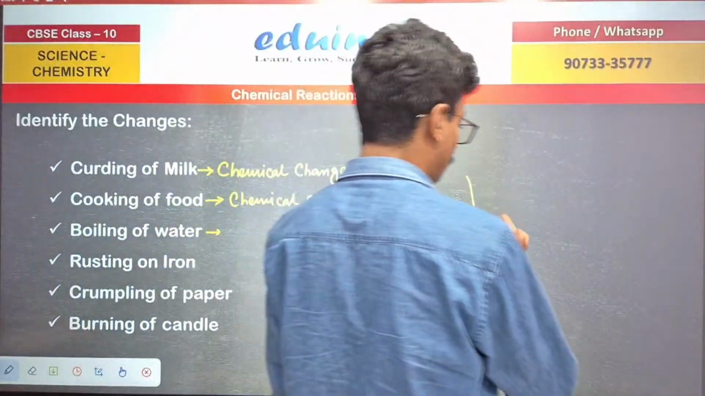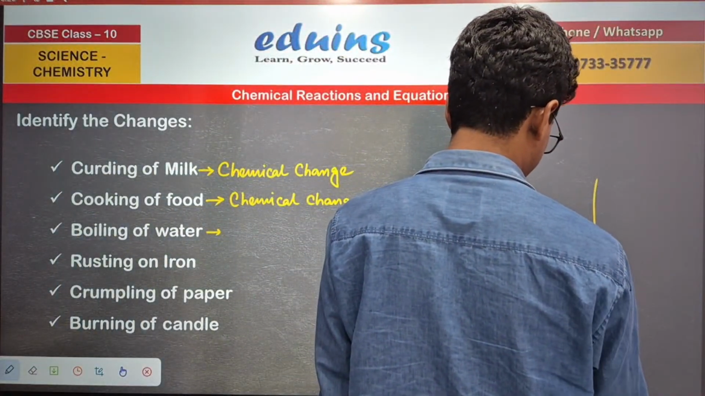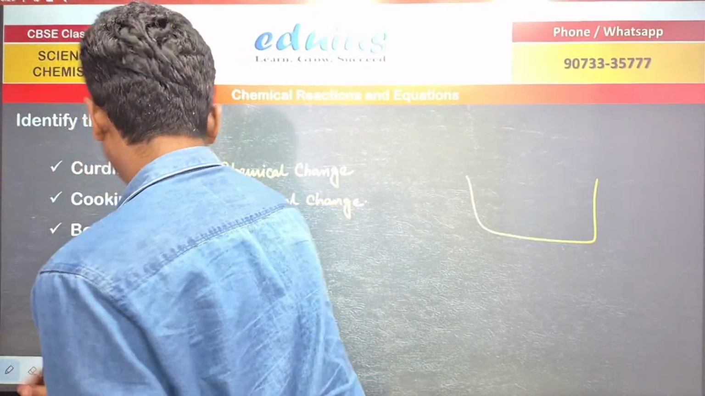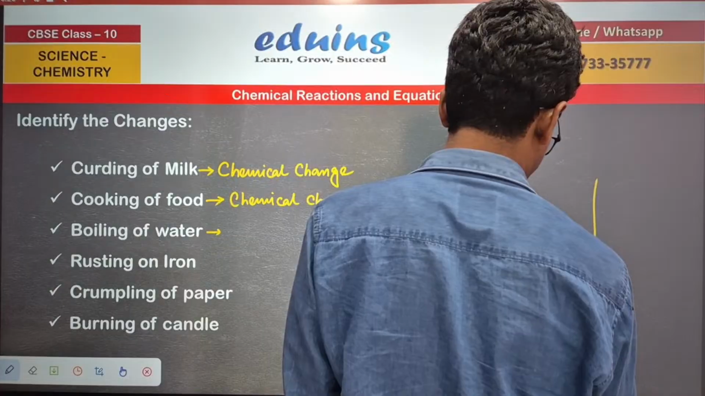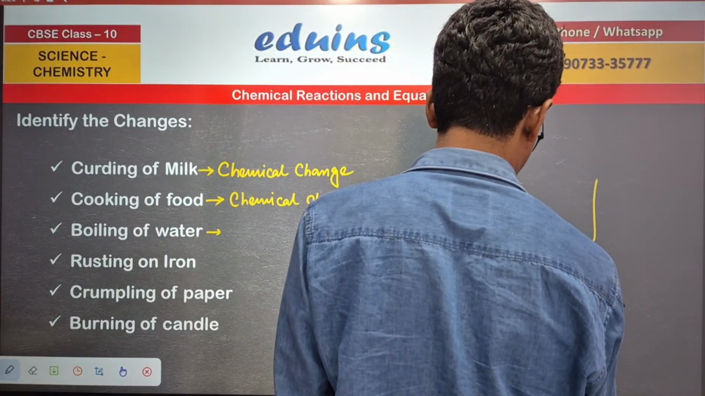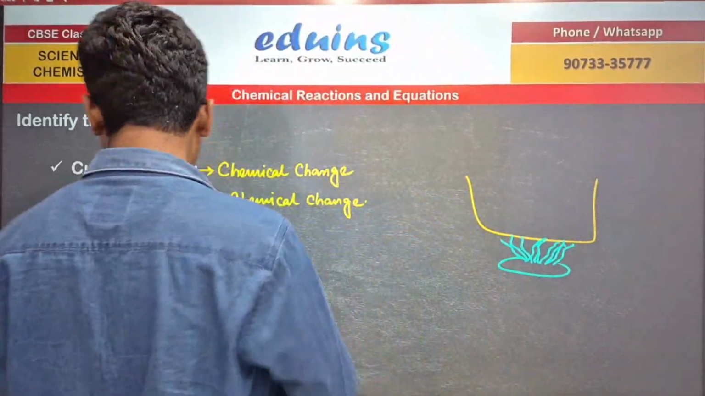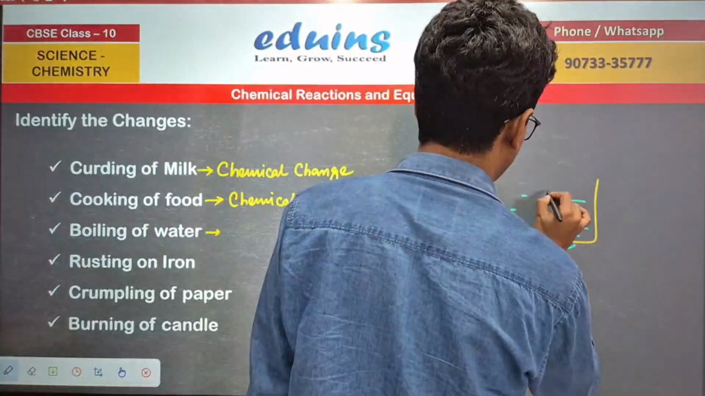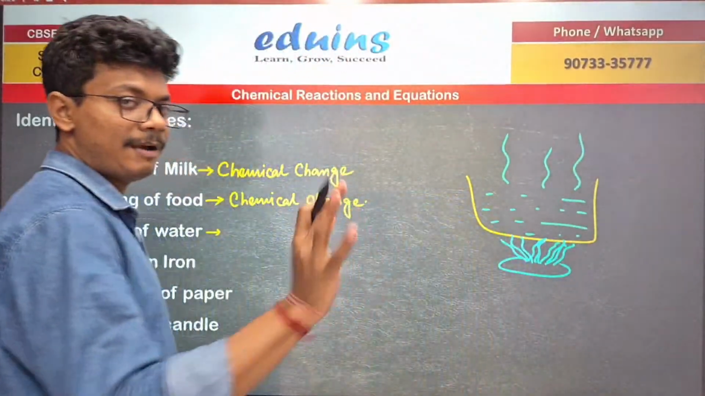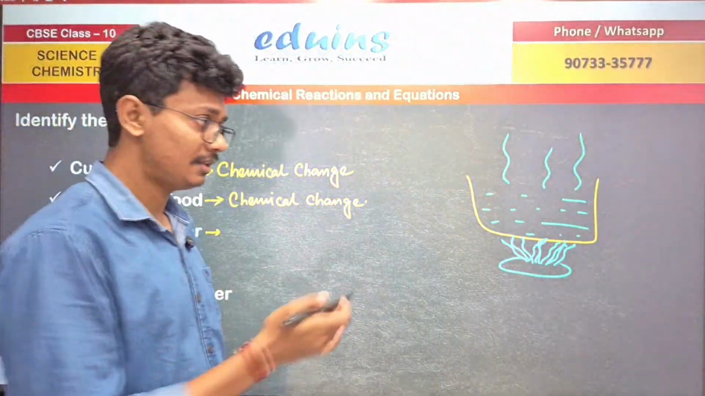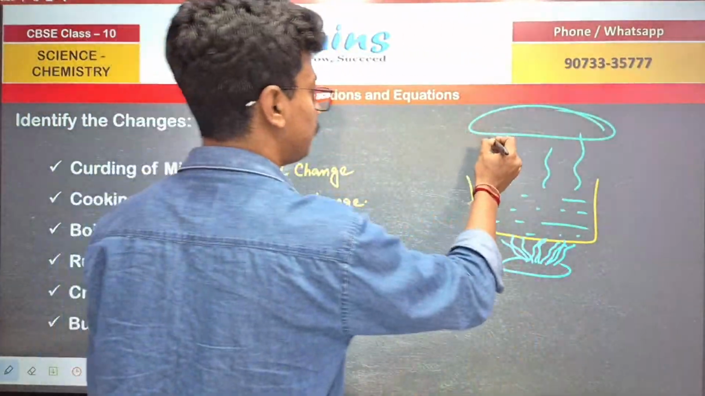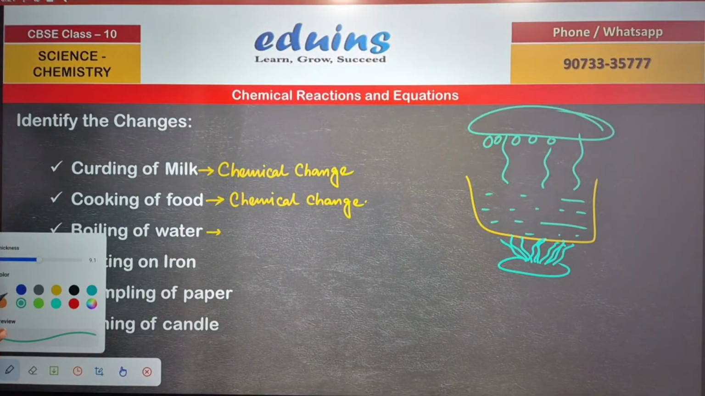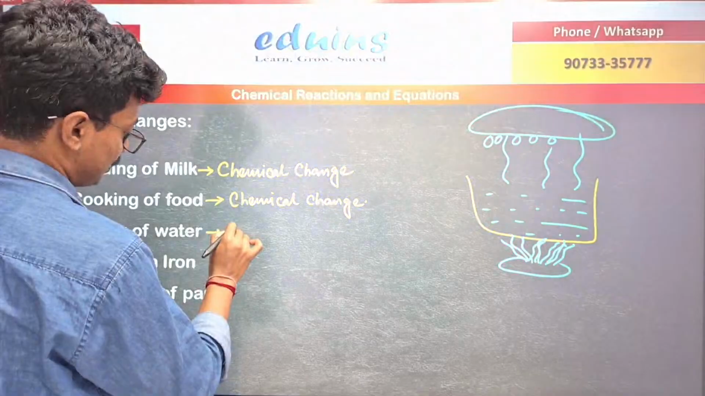The next one, boiling of water. When we boil water, what happens? It will evaporate, right? So it changes its state. When the vapor is cooled down, it will form water droplets. Clear? So the boiling of water is an example of physical change.